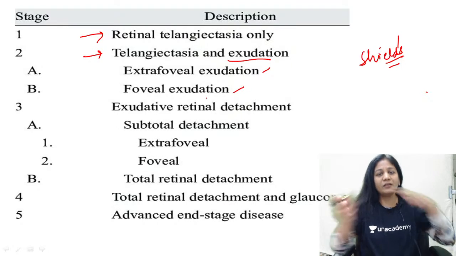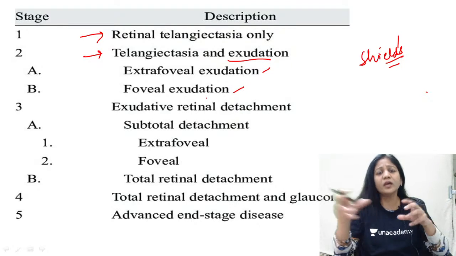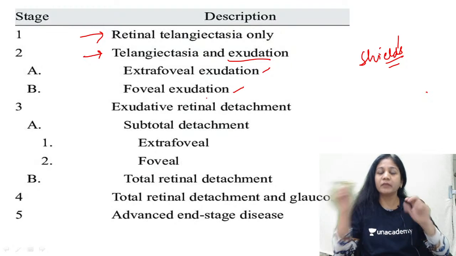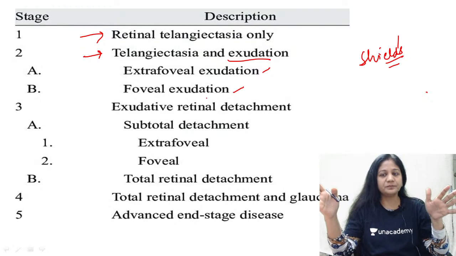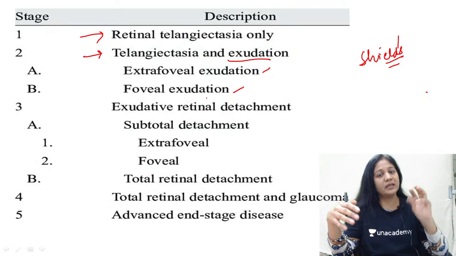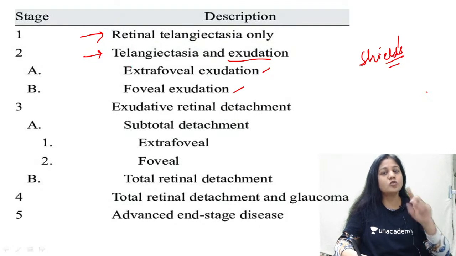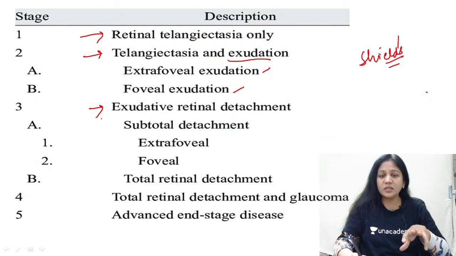Okay, so our patient is lying somewhere in stage 2B, isn't it? 2B. Why? Because you see telangiectasia, you see exudation, but the exudation was in the fovea also. Okay, so our patient was in stage 2B, right? Now stage 3, you have a frank exudative RD.